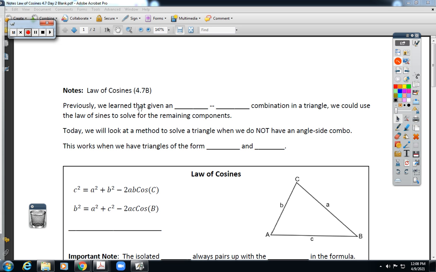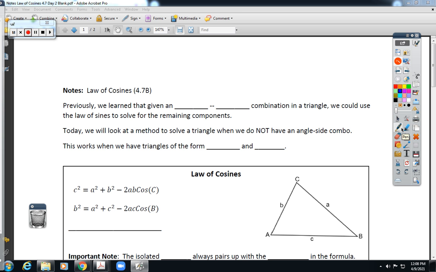Okay, so the law of sines is wonderful. It allows us to solve a lot of triangles, but not every triangle. There are two situations that the law of sines does not work for. It does not work when we are given side, angle, side, and it does not work when we are given side, side, side. But we can solve those triangles, so we need another rule. That's where the law of cosines comes in.